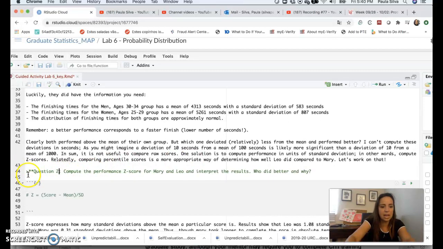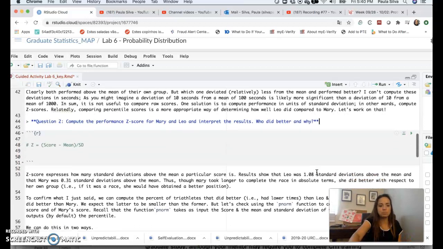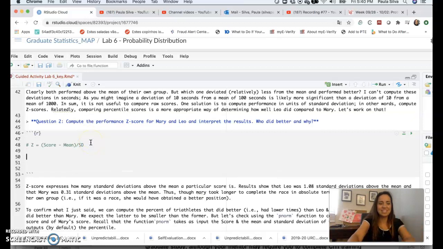So let's do that. I'm fixing things as I go along here. Question 2: Compute the performance z-score for Mary and Leo and interpret the results. Who did better and why? So I'm giving you a hint here of the z-score formula, and I would pause the video and give it a shot before you watch the results here.